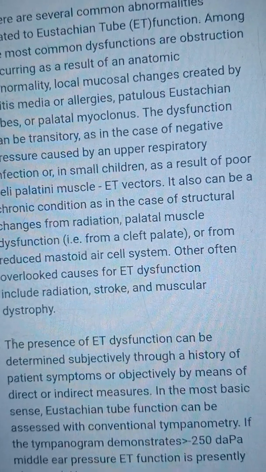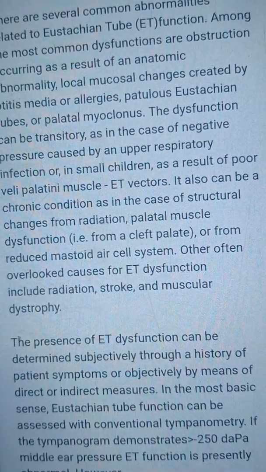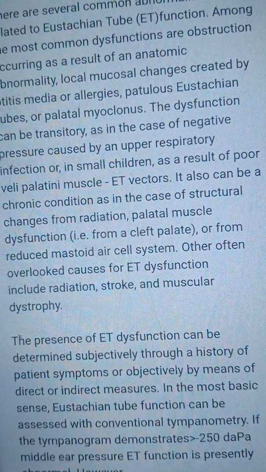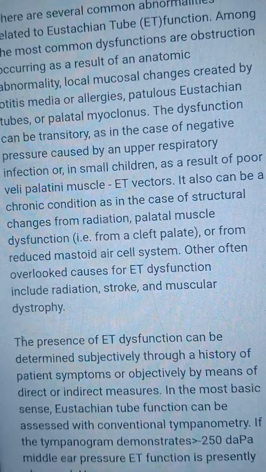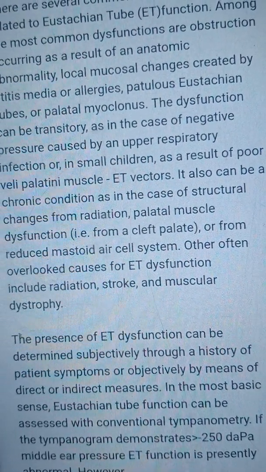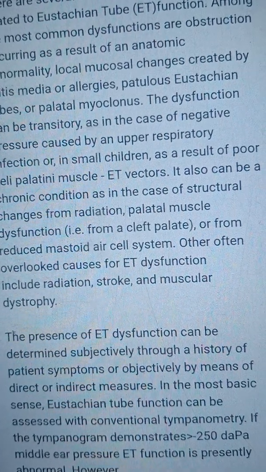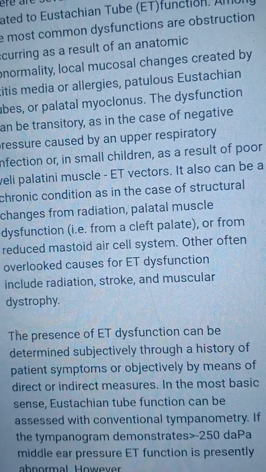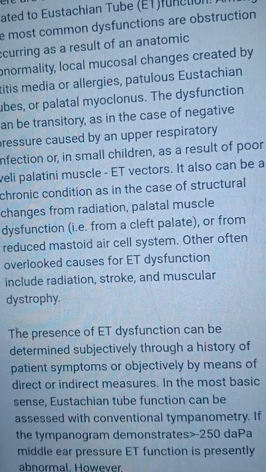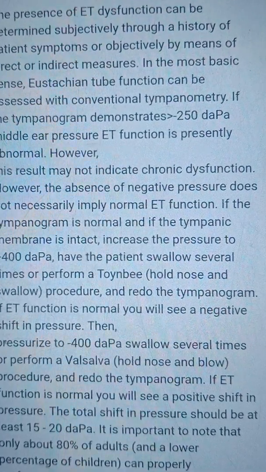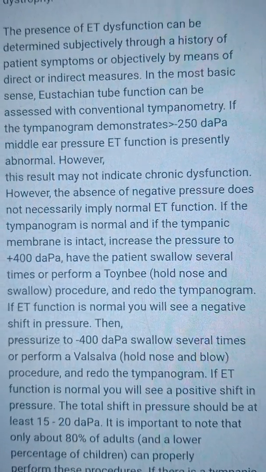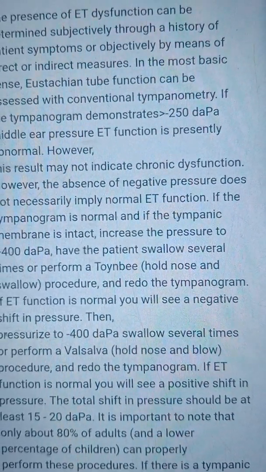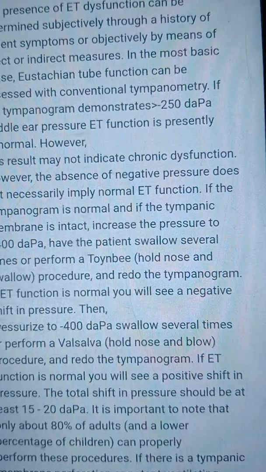It also can be a chronic condition, as in the case of structural changes from radiation, palatal muscle dysfunction from a cleft palate, or from a reduced mastoid air cell system. Other commonly overlooked causes of eustachian tube dysfunction include radiation, stroke, and muscular dystrophy. The presence of eustachian tube dysfunction can be determined subjectively through a history of patient symptoms or objectively by means of direct or indirect measures.